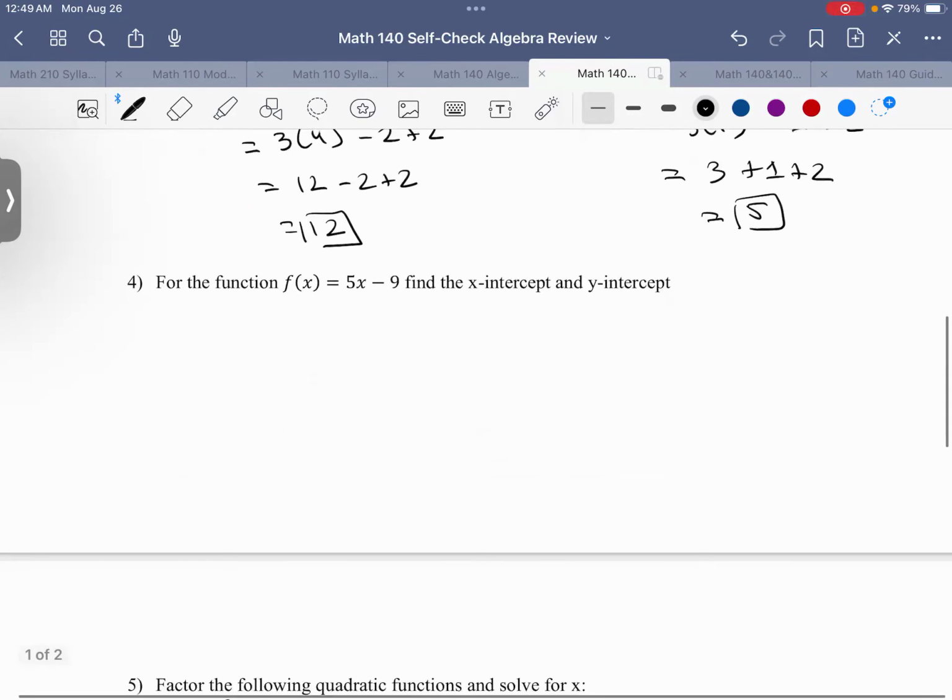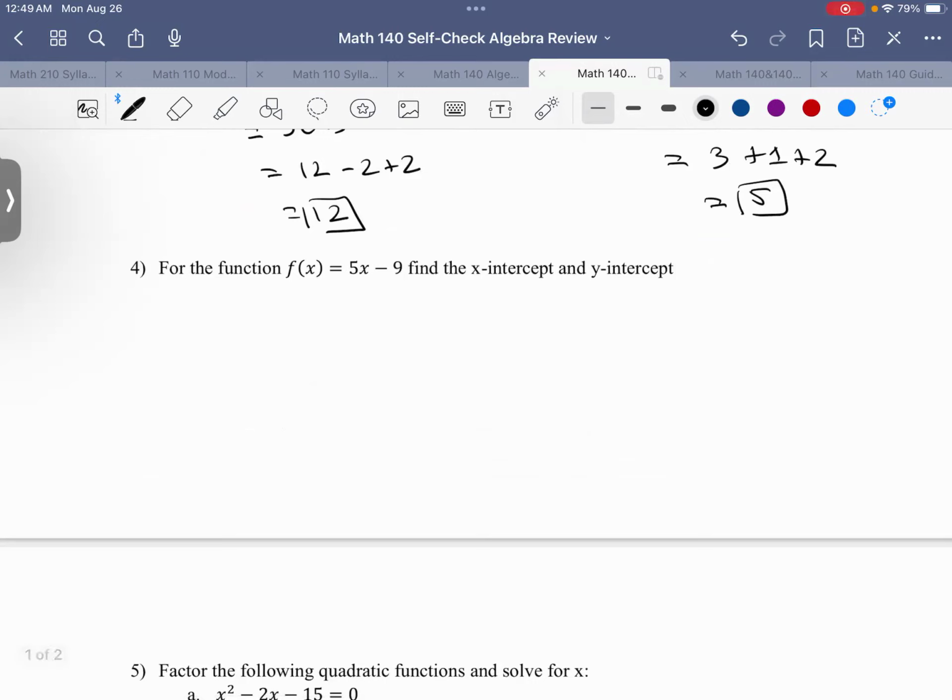Now let's talk about x and y intercept. So for a function, f of x equals 5x minus 9, let's find the x and y intercept. So recall, x-intercept is when y equals 0, right? Remember that. So this f of x is the same thing as y, right? That's our output. So I'm just going to set that equal to 0 and then solve for x.